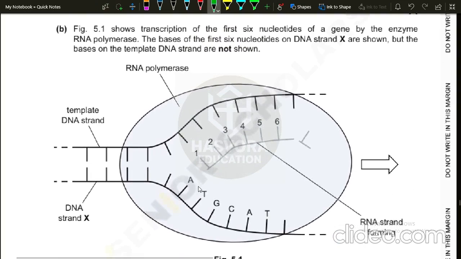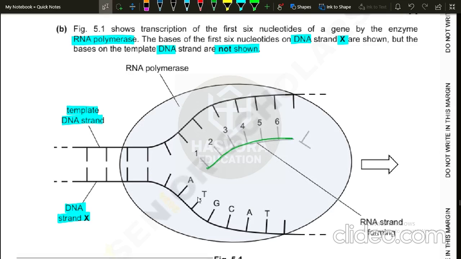So figure 5.1 shows the transcription of the first 6 nucleotides of a gene by the enzyme RNA polymerase. The bases of the first 6 nucleotides on the DNA strand X are shown, but the bases on the template DNA strand are not shown. So they have given you that this one is the DNA strand X, and this is the template strand. Template strand means that this is the one that is being transcribed into an mRNA or the primary transcript. So this one will be your primary transcript.